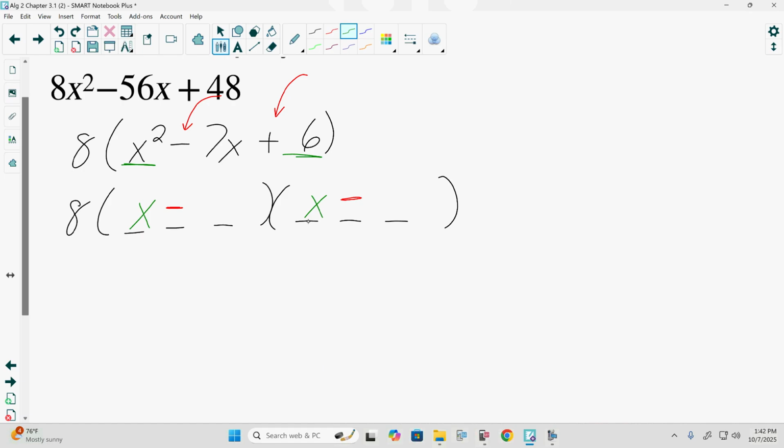Now the factors of the third term, we're looking at the factors of 6, which would be 1 and 6 or 2 and 3. Now at this point here, we just need to pick one of them. Do we want to try 1 and 6 first or 2 and 3 first? 2 and 3.